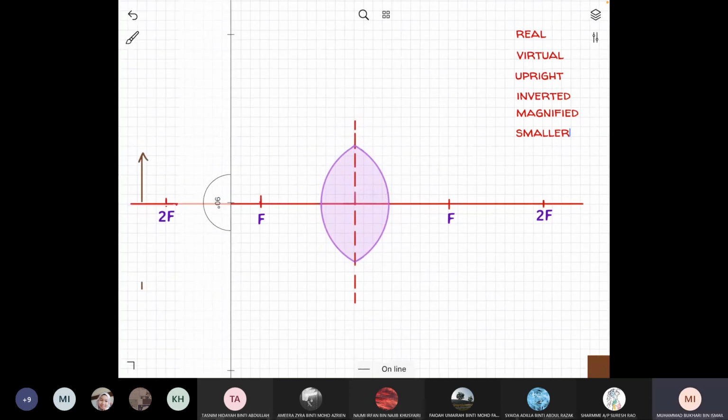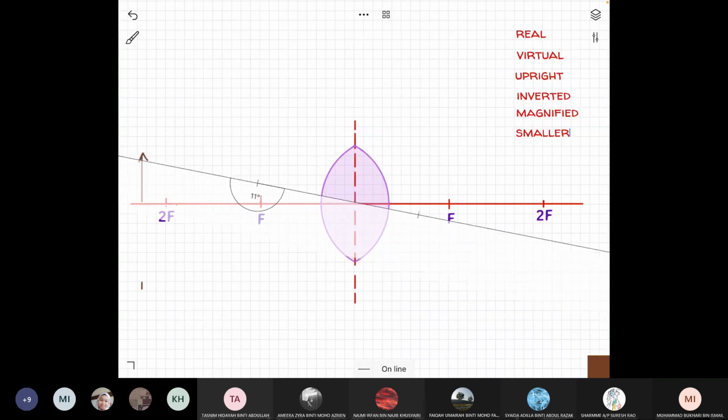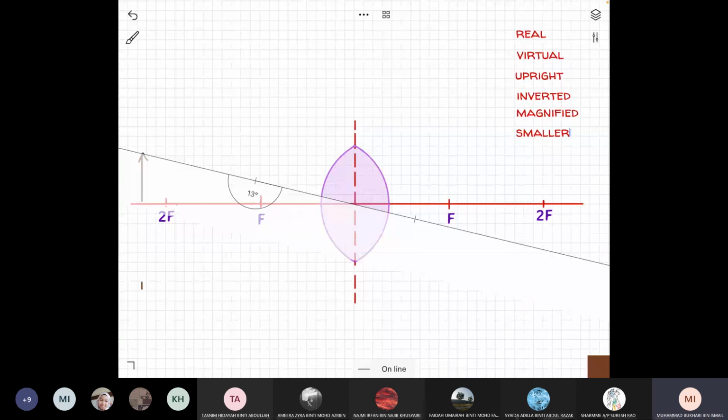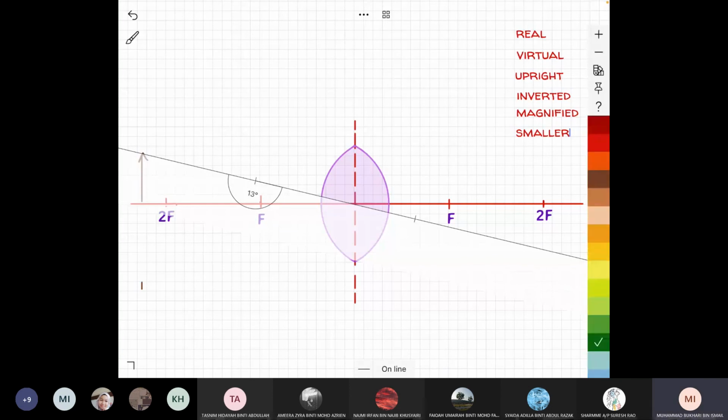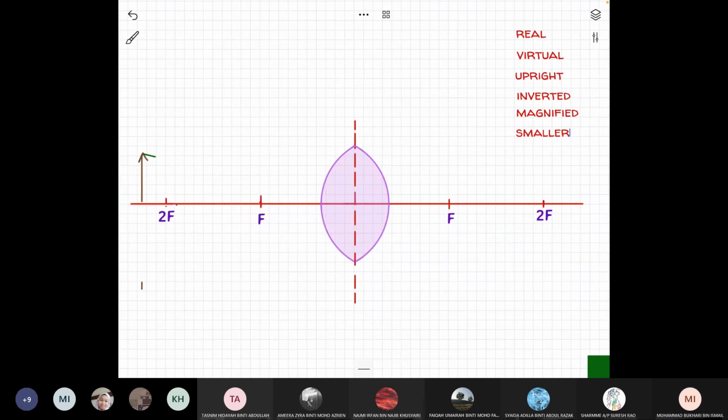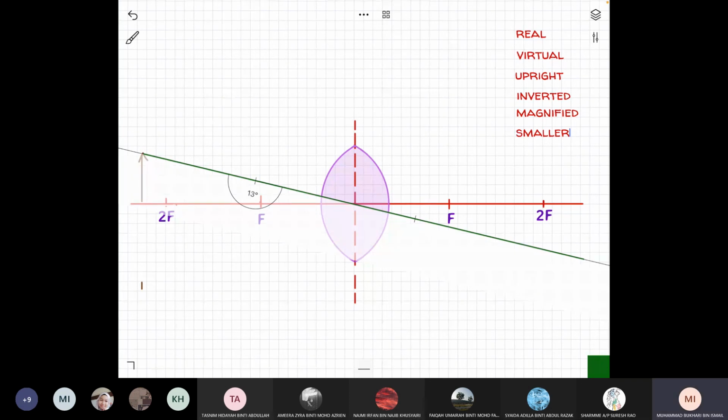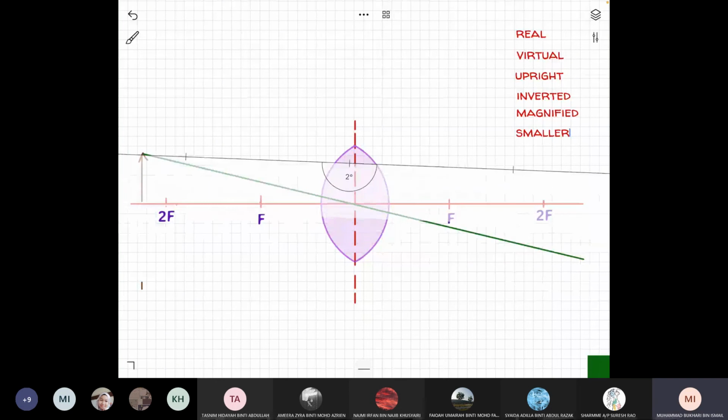Okay, now we try to apply the first rule. The first rule, light from the object passes through the center of the lens. So remember, for this topic, you need to draw on graph paper because you need to be very, very accurate. Otherwise, you don't get the answer. So draw a line from the top of the object towards the center of the lens like this. Okay, and then remember this is the first rule, and then apply the second rule.